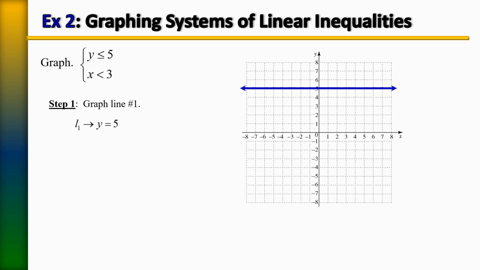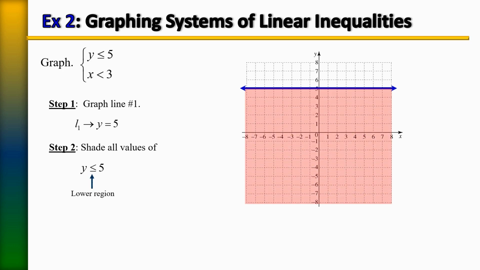And now that we have our line, we have to decide, are we going to shade above the line or below the line? Recall that when it's solved for y, we can use the boundary method, and if you have less than, it always means that you're going to shade the lower or below region. So that would be this region here.